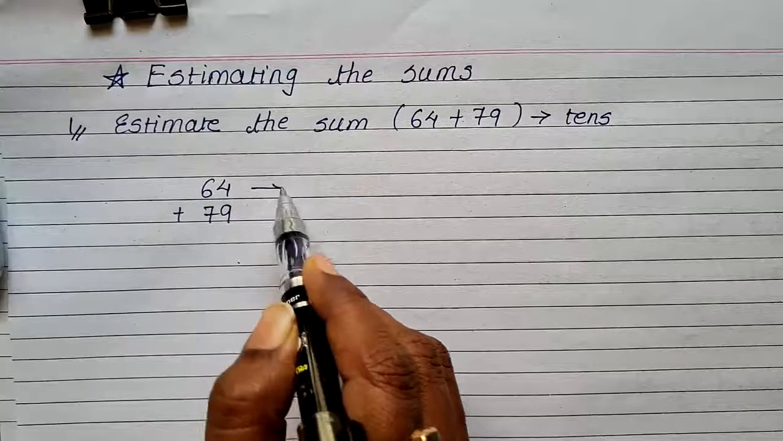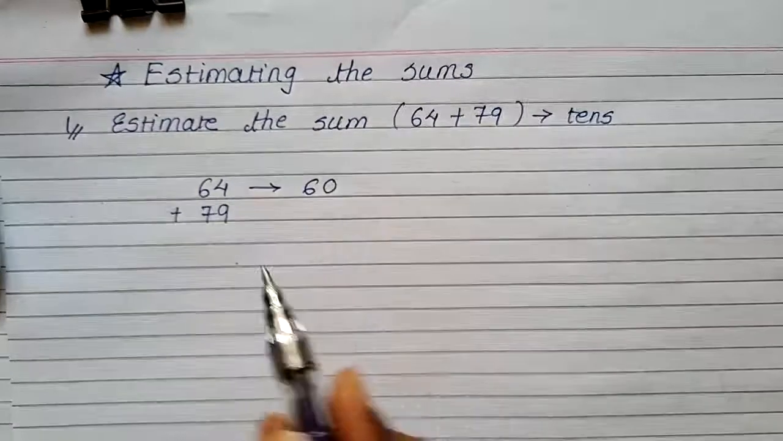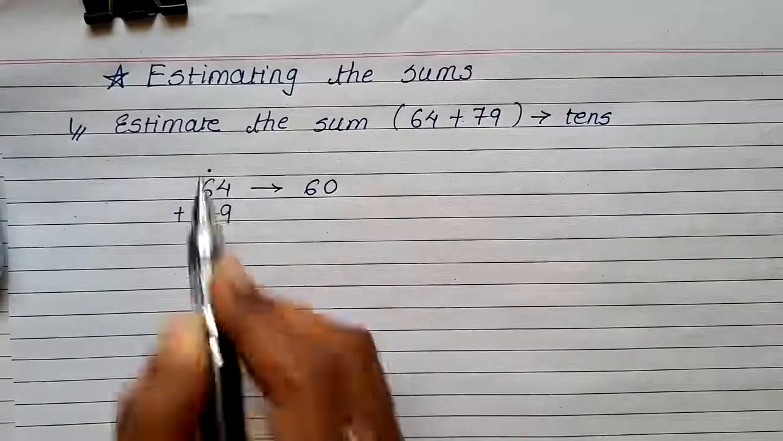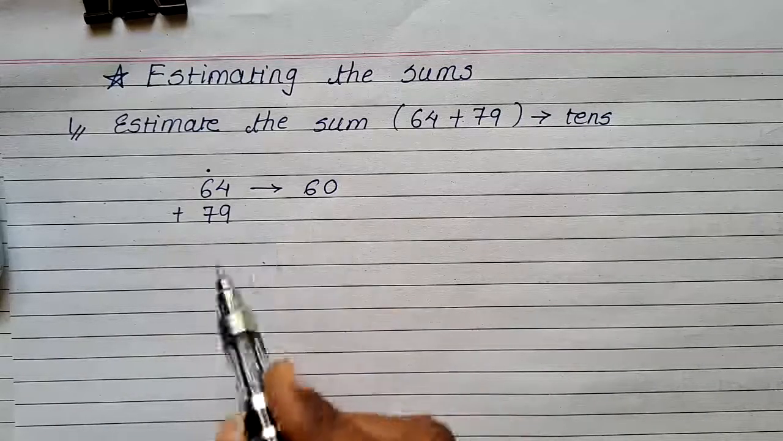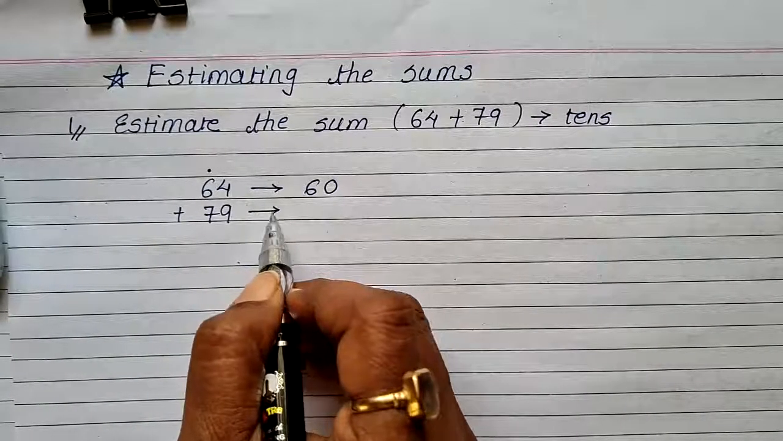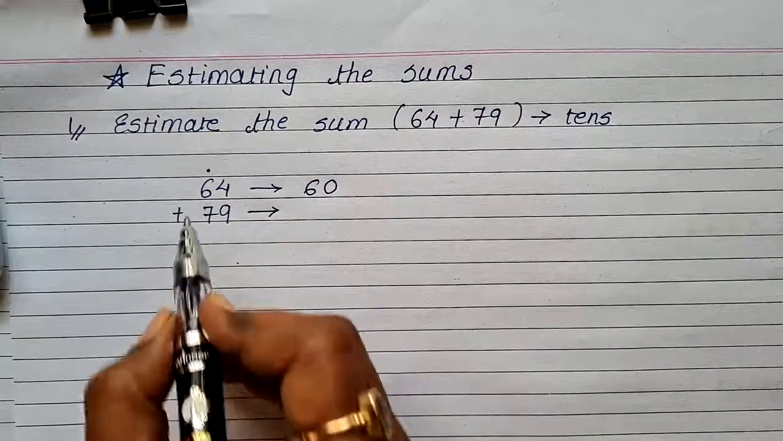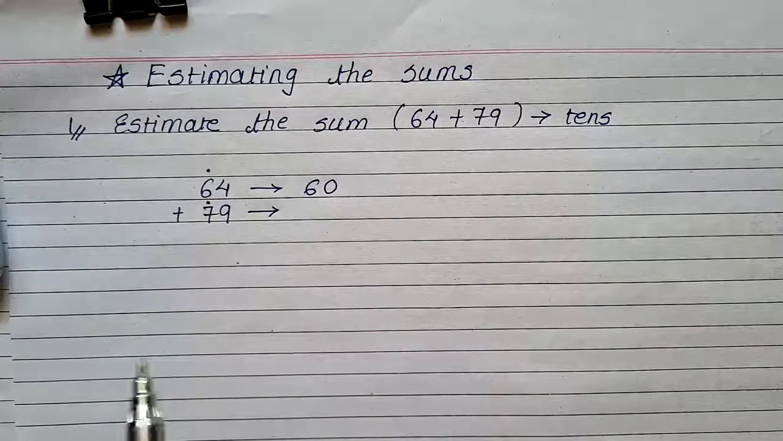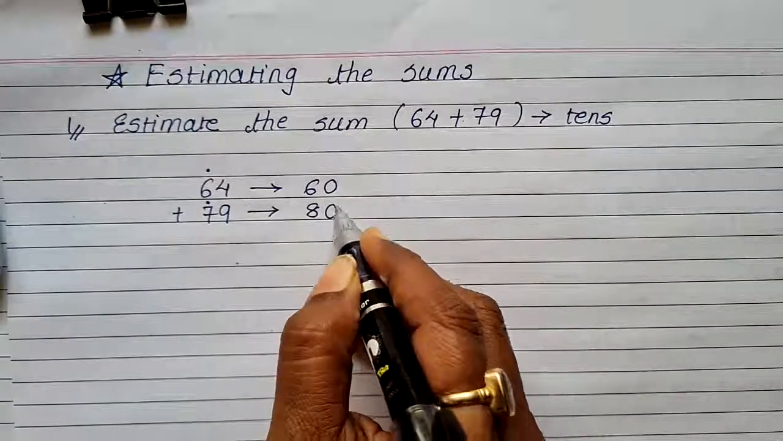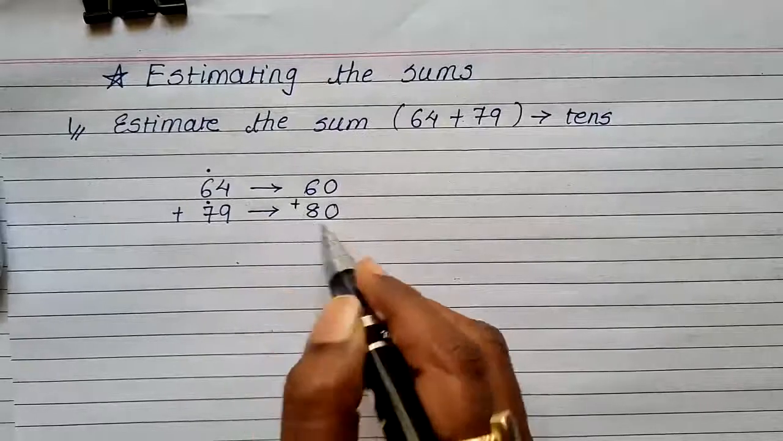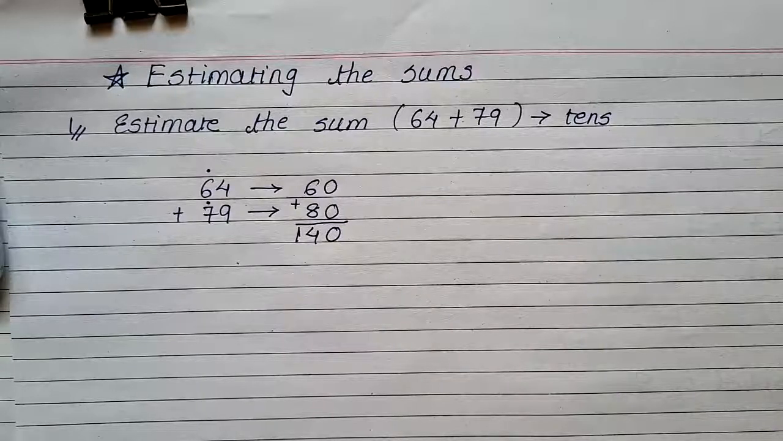This 64 is rounded off to 60 because our target digit is 6 and the next digit 4 is in 0, 1, 2, 3, 4. So naturally this will be 60. Similarly, 79: our target digit is 7 and 9 is in 5 to 9, so this will be 80. We know the total of 60 plus 80 is 140. So this is your answer, the required estimation.